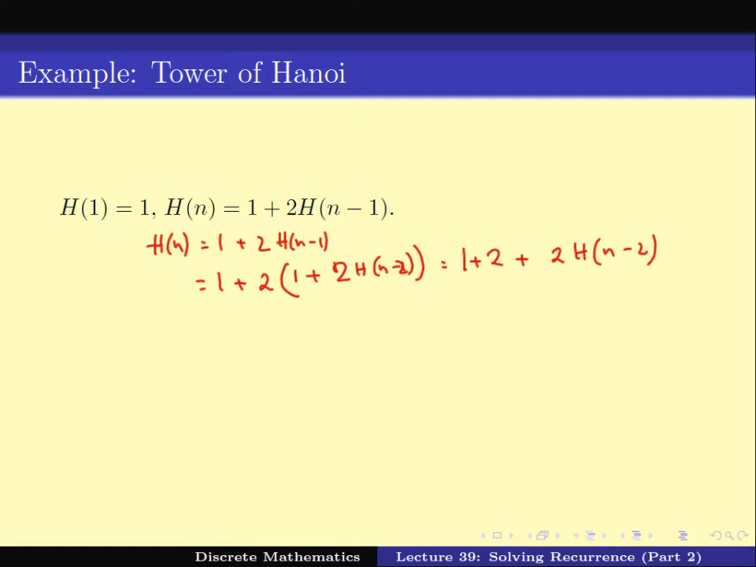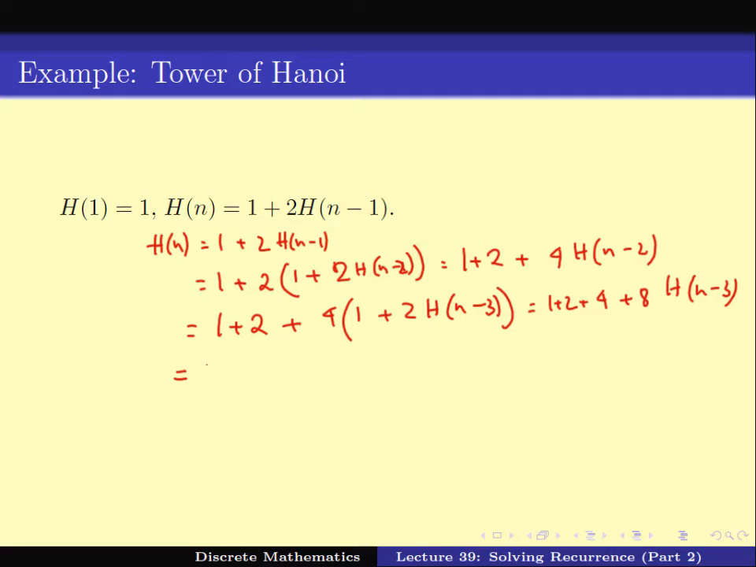Sorry, not 2 times. This is in fact 2 times 2, which is 4 times. Let's try to open it again. 1 plus 2 plus 4 times, what is Hn minus 2? 1 plus 2 is Hn minus 3, which is 1 plus 2 plus 4 plus 8 Hn minus 3. Now this is where you really have to take a leap of faith.